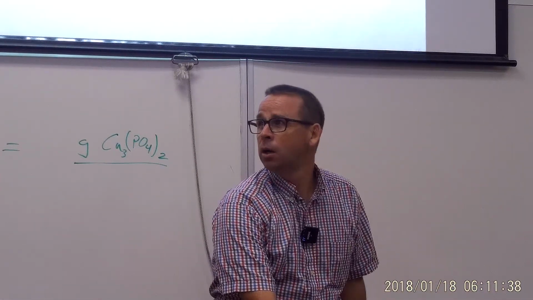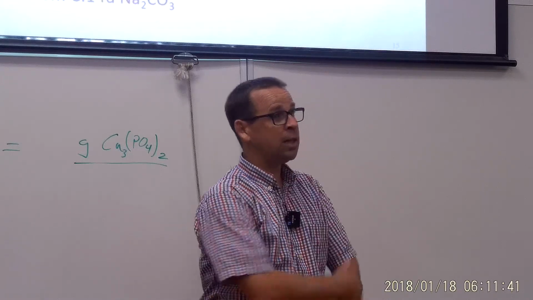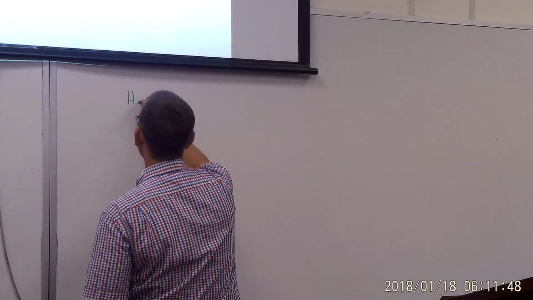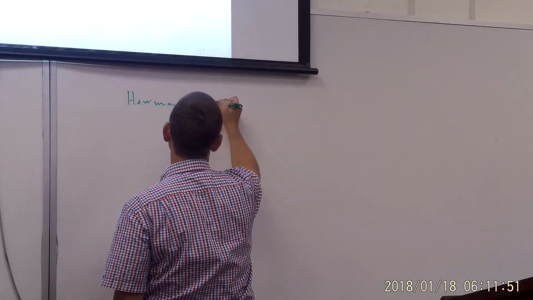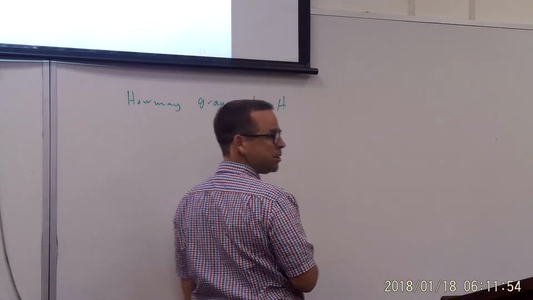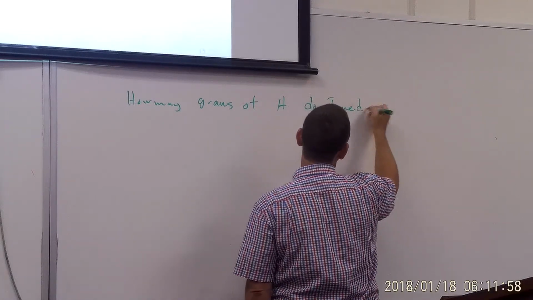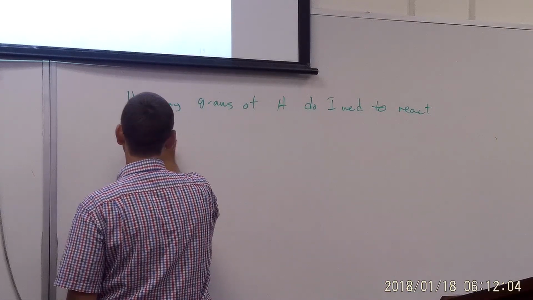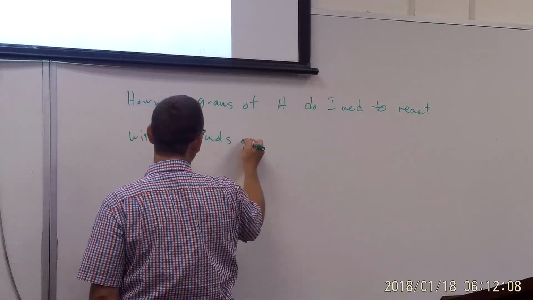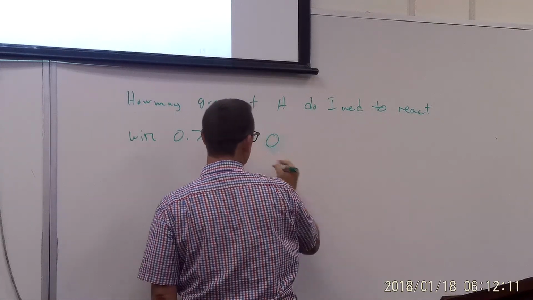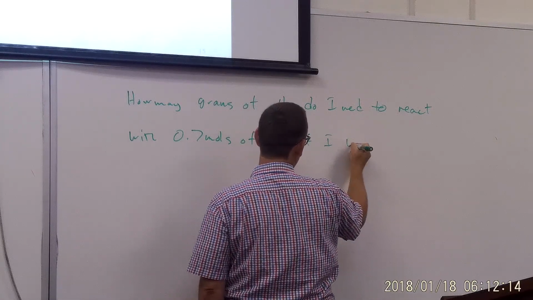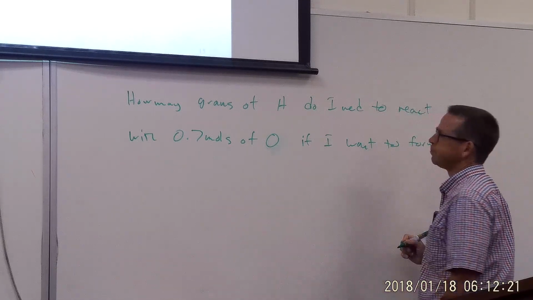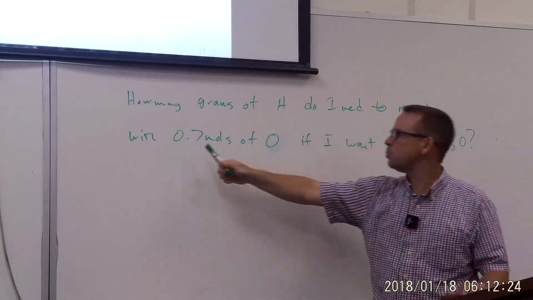Okay. Where are we at? So let's try this again, okay? Here's another one. How many grams of hydrogen do I need to react with 0.7 moles of oxygen if I want to form water? How many grams of hydrogen do I need to react with 0.7 moles of oxygen?